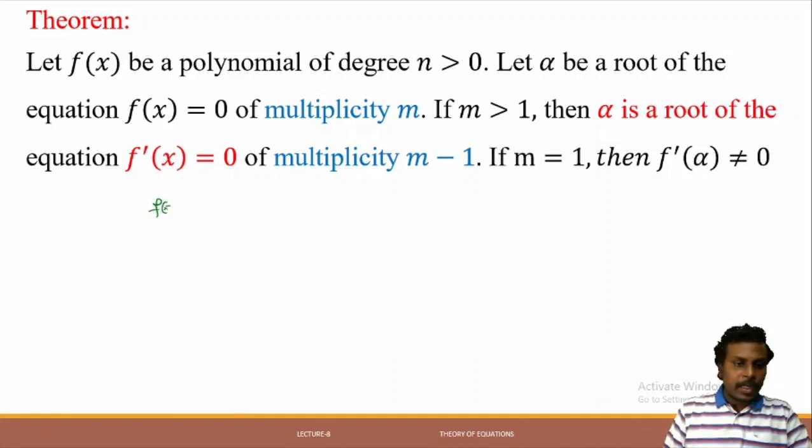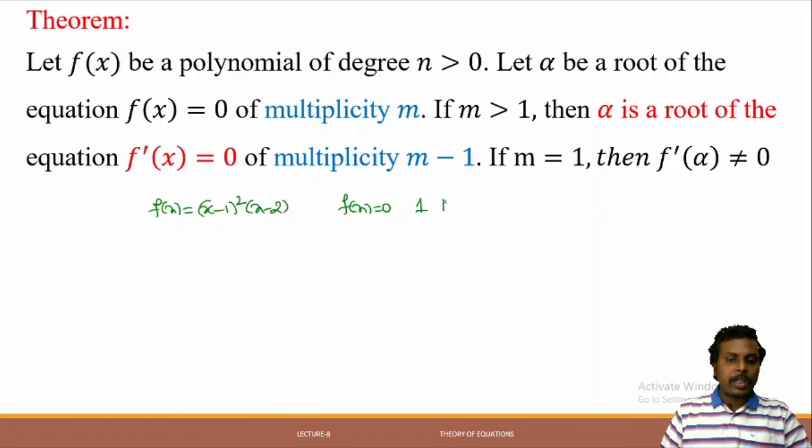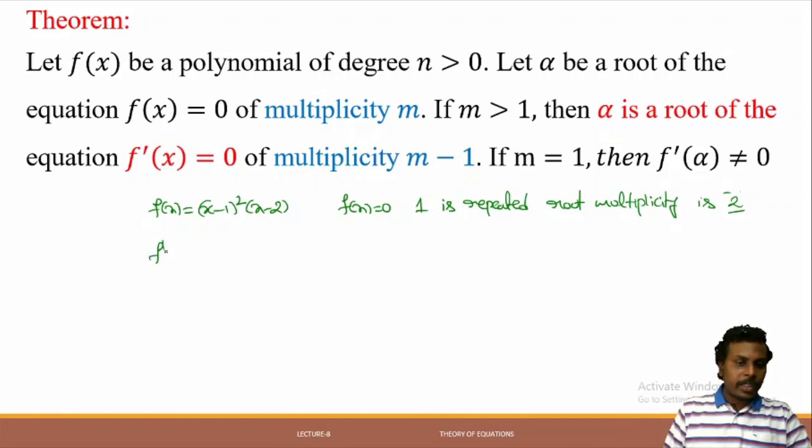Let me consider f of x is equal to x minus 1 whole square into x minus 2. So f of x is equal to 0. If I consider this equation, 1 is a repeated root. Multiplicity is 2. Okay. Now let me differentiate this.